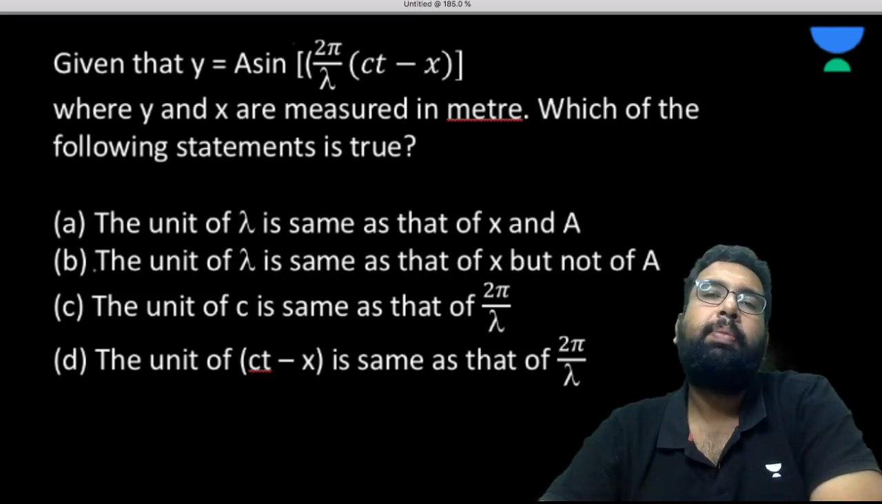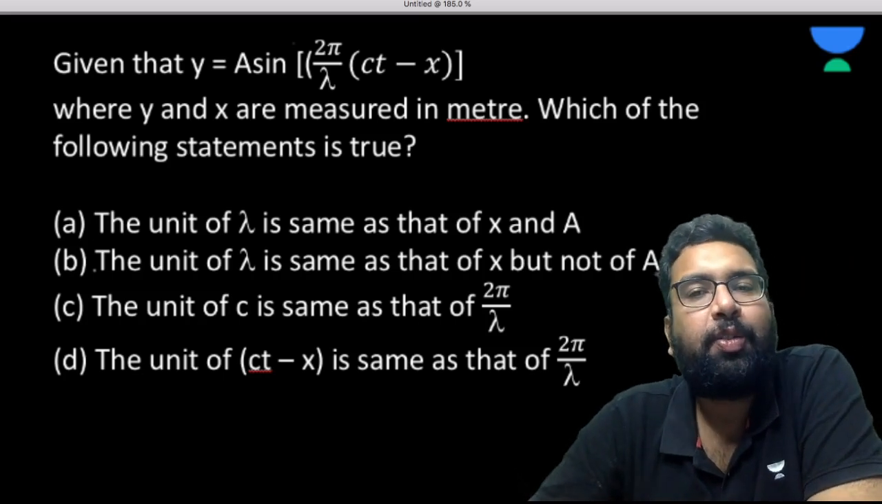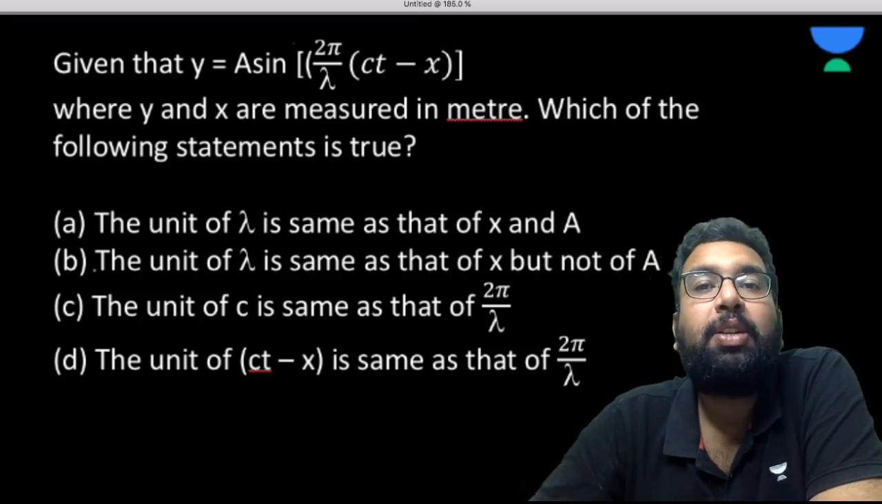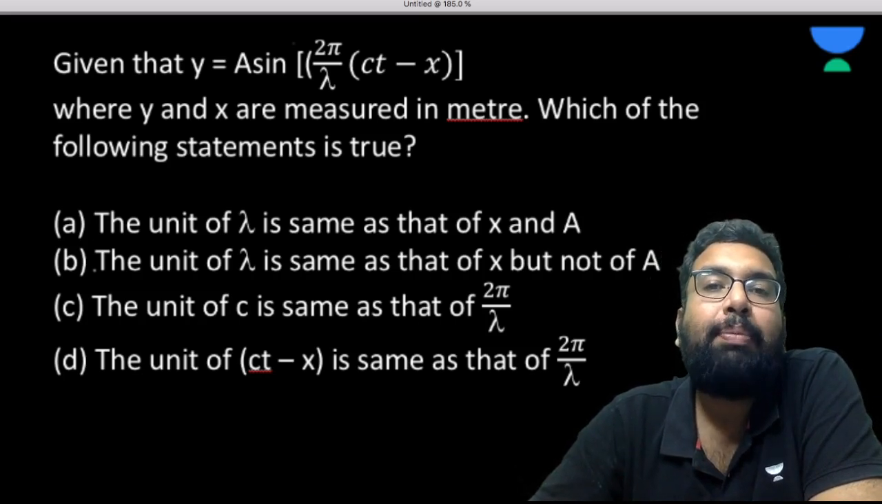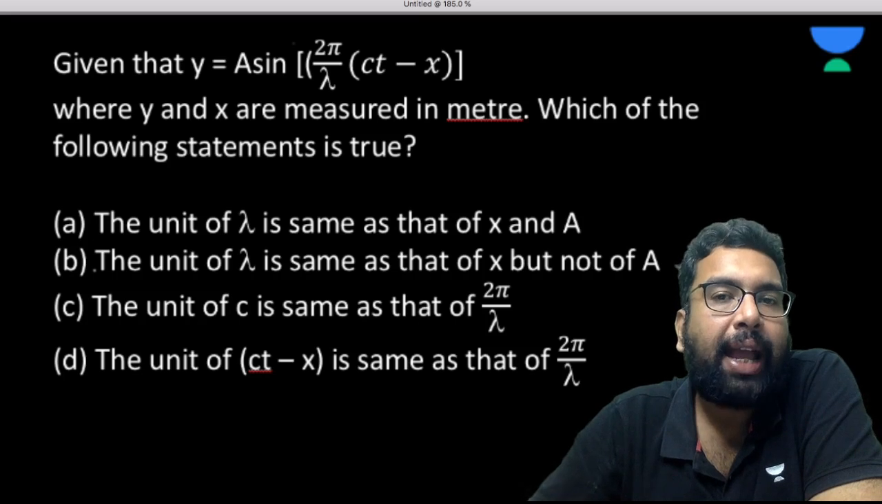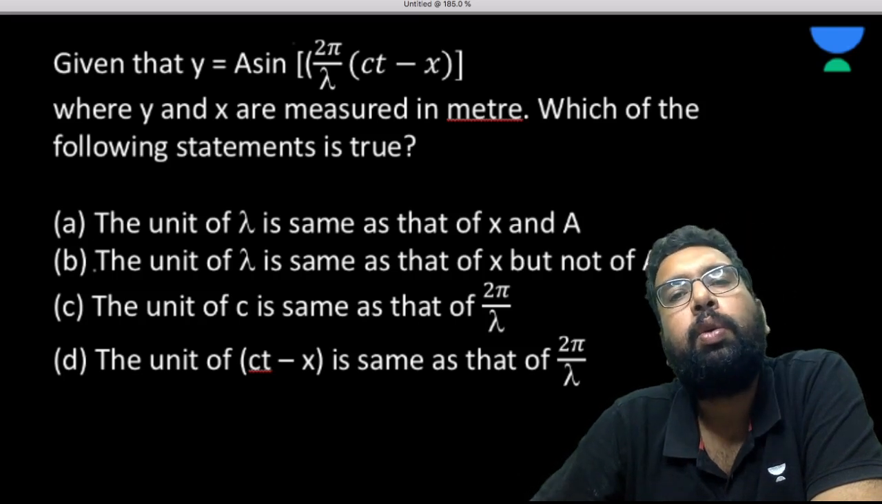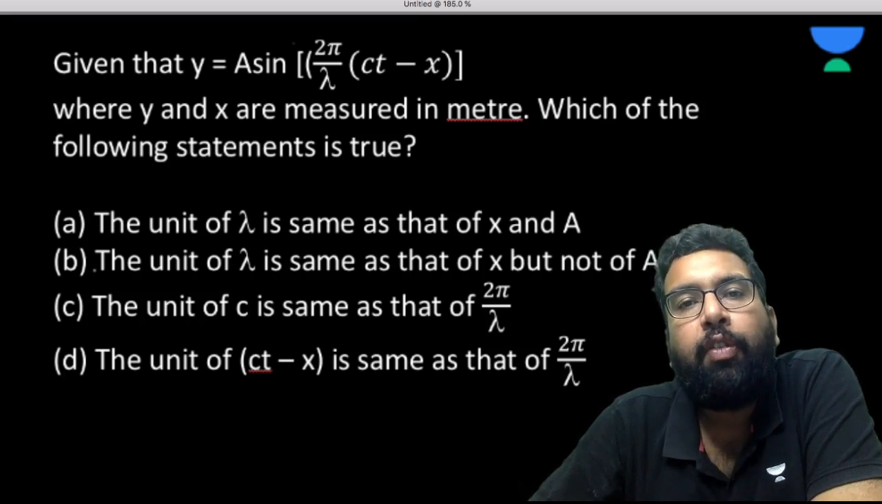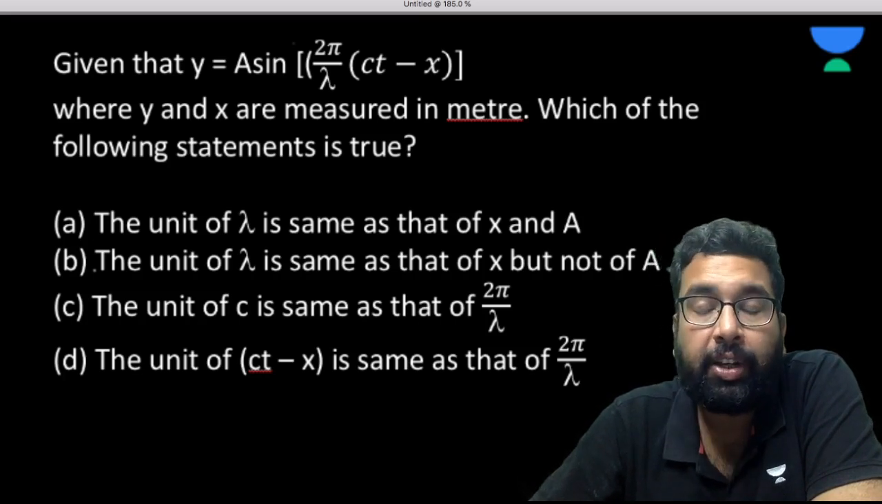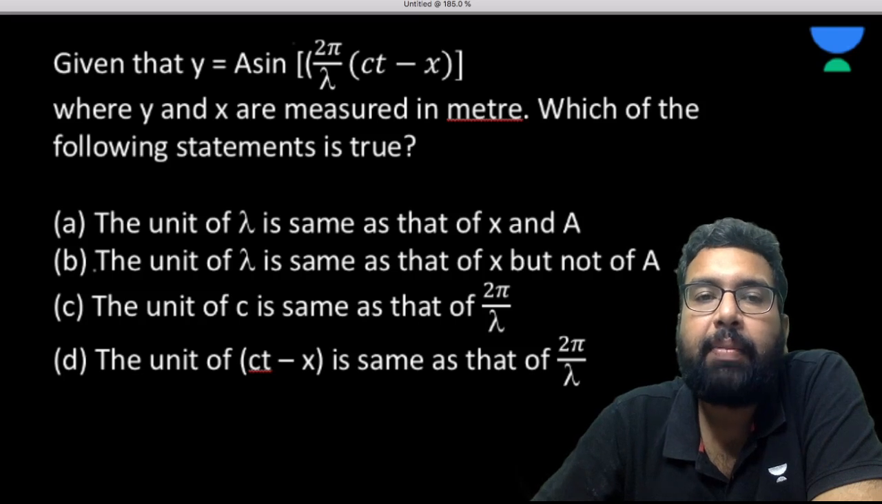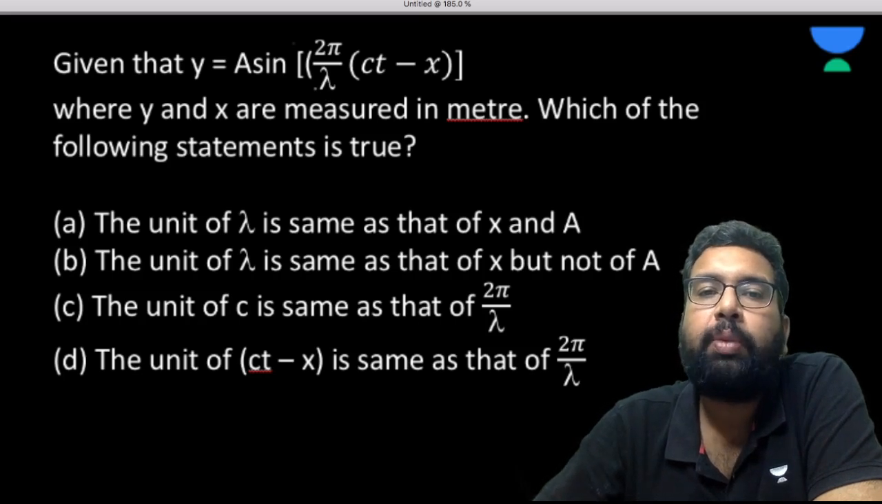Now what is the dimension of an angle? The dimension of an angle is M0 L0 T0. Angle is a dimensionless entity. Angle is a supplementary quantity, and supplementary quantities are the only quantities which have units but don't have any dimension. So this has to be dimensionless.